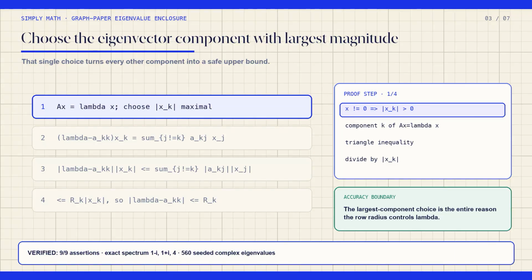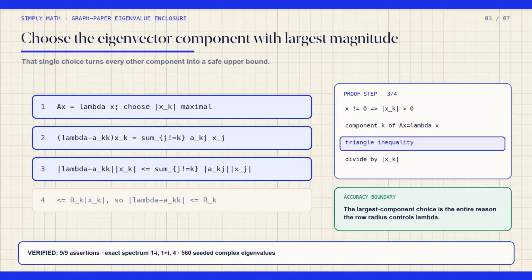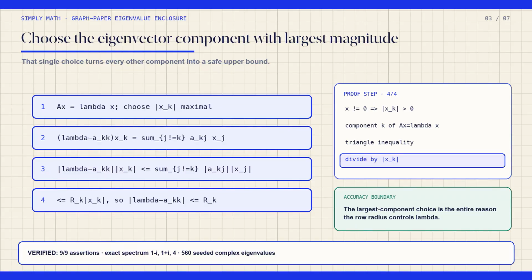Take an eigenpair Ax equals lambda x and choose k so absolute x_k is maximal. Component k says lambda minus a_kk times x_k equals the sum over j not equal to k of a_kj x_j. Apply the triangle inequality. Since every absolute x_j is at most absolute x_k, the row sum r_k completes the bound.